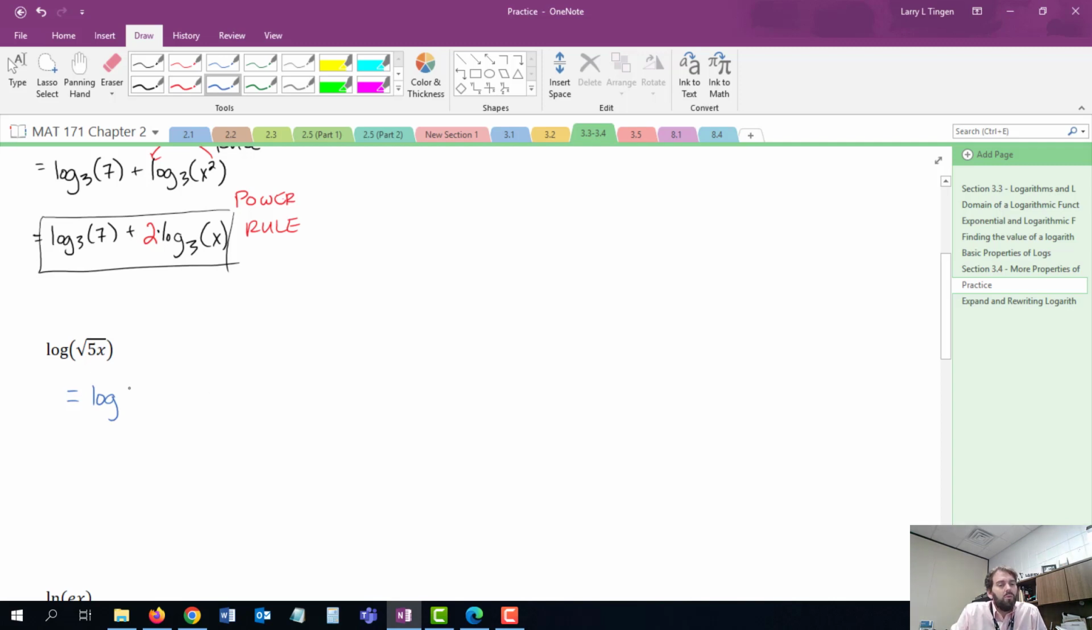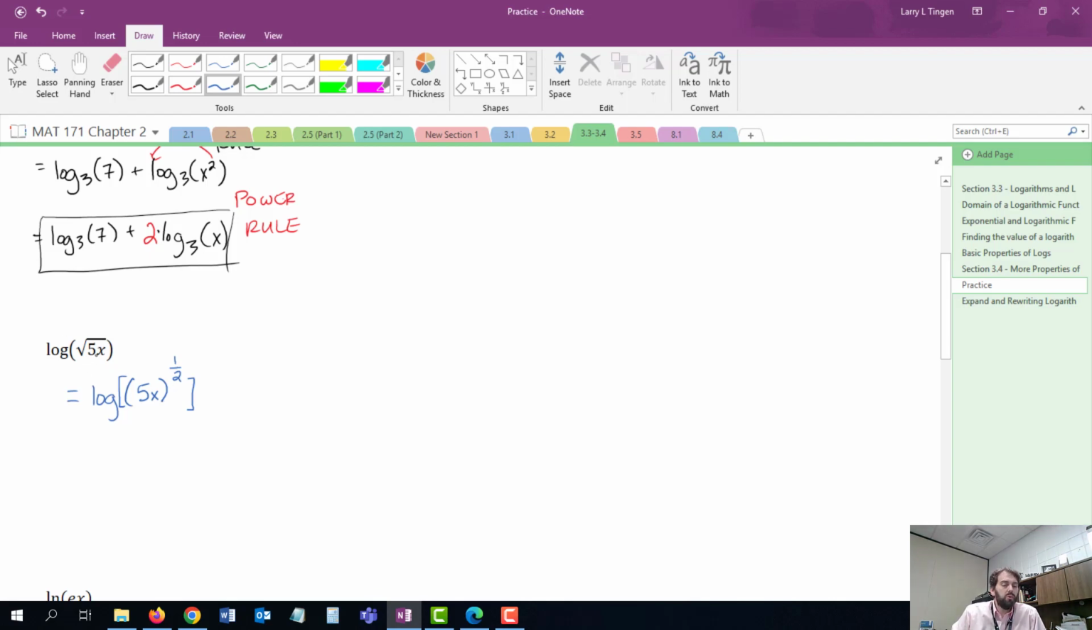So it turns out that a root, and you already know where this is going, whatever the index of that root is, is the denominator of the fractional power that I'm dealing with. So a square root can be rewritten as the 1/2 power. A cube root would be written as a power of 1/3. Why did I do that?